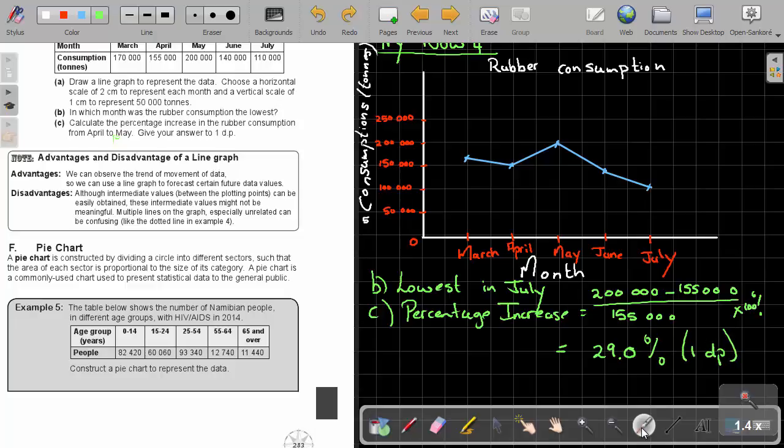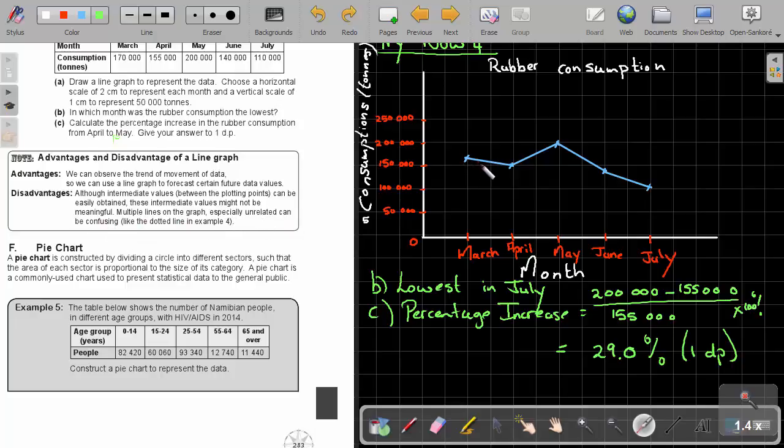Let's end this by saying the advantages and disadvantages of line graphs. The advantage: we can observe the trend of movement of data, so we can use a line graph to forecast certain future data values. We can present a pattern here. Disadvantage: although intermediate values between the plotting points can be easily obtained, these intermediate values might not be meaningful. Multiple lines on the graph, especially unrelated ones, can be confusing.